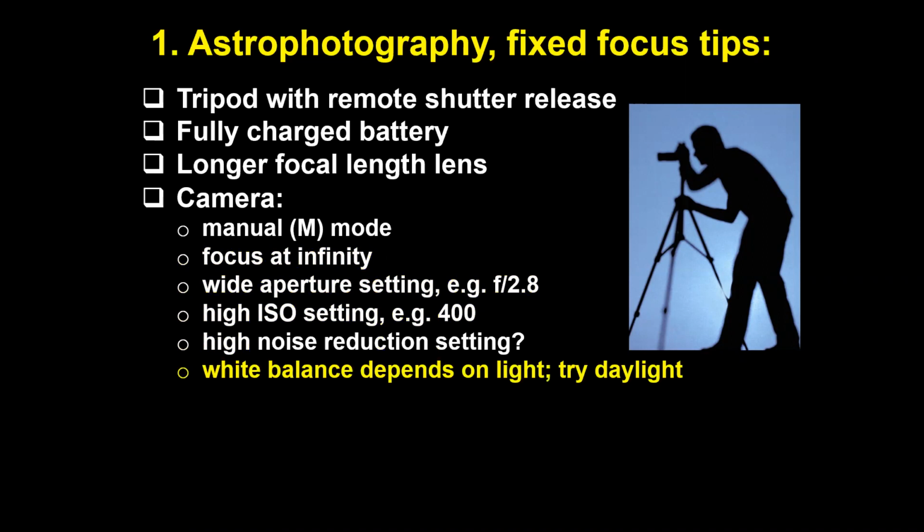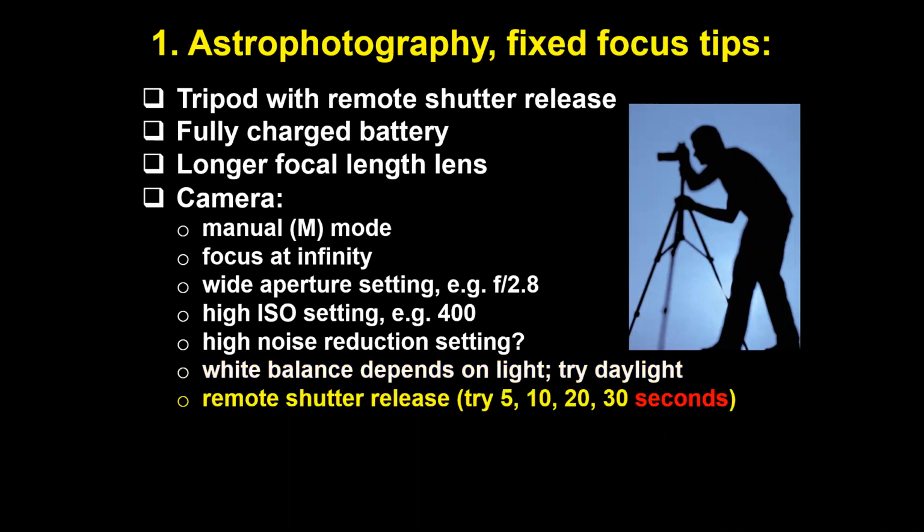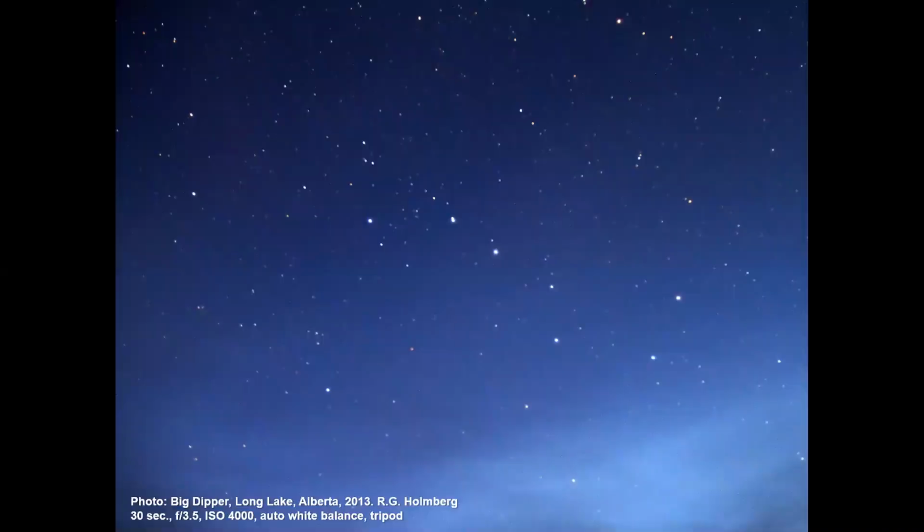And then white balance, usually daylight will be the best, but you might have to play around with that. And then you have to try different shutter speeds. So try 5, then double it to 10, 20, 30, 60 seconds. So we're dealing here with seconds.